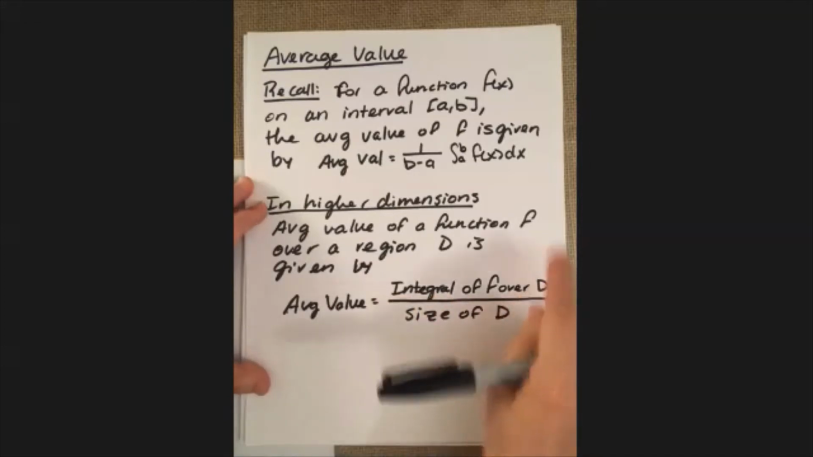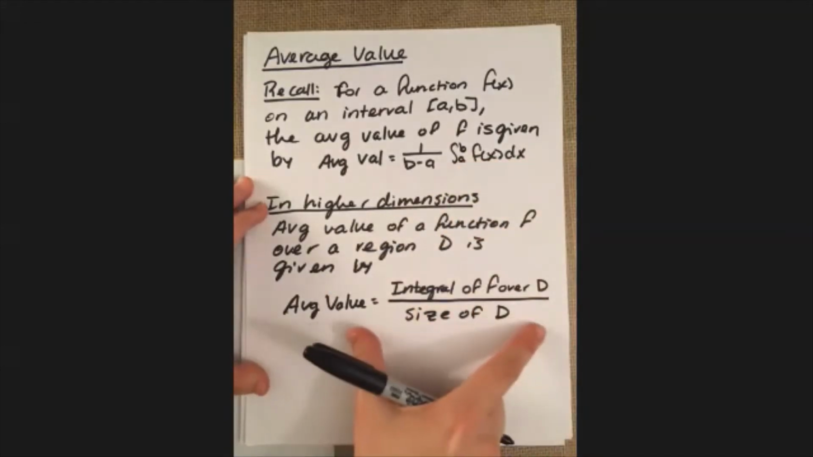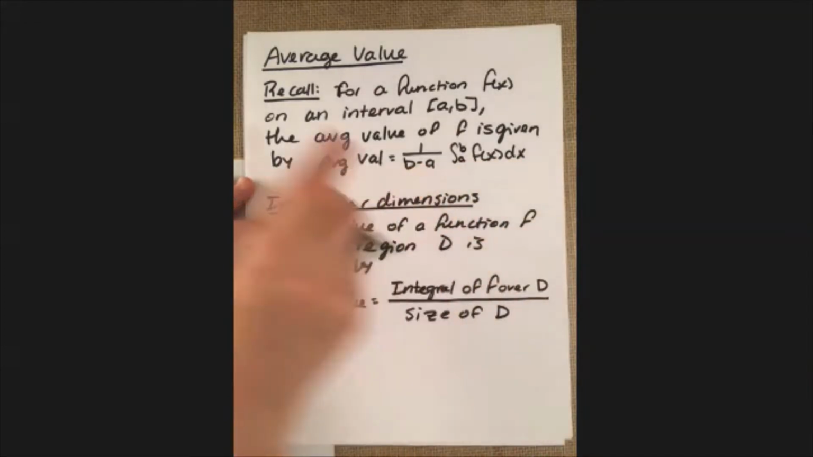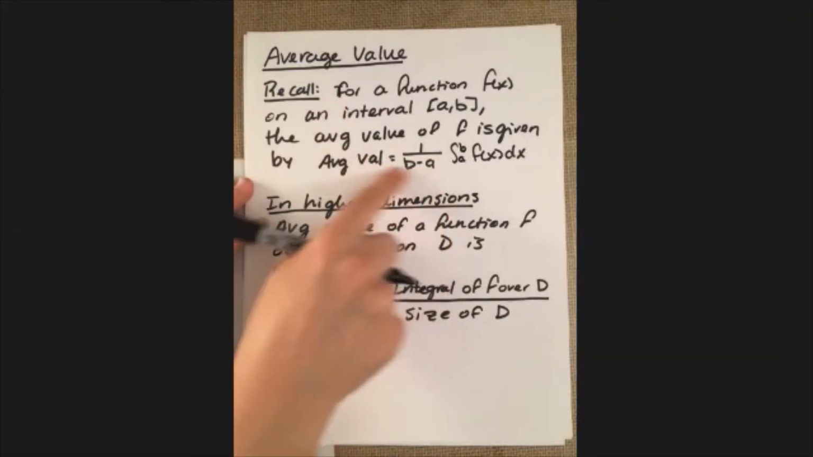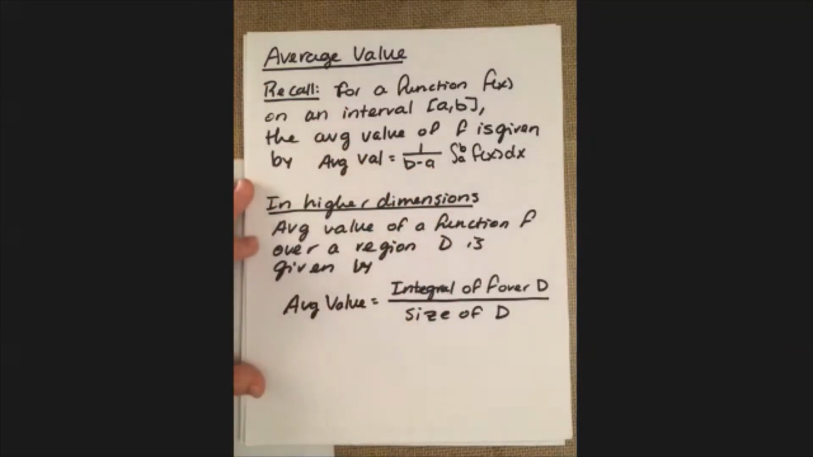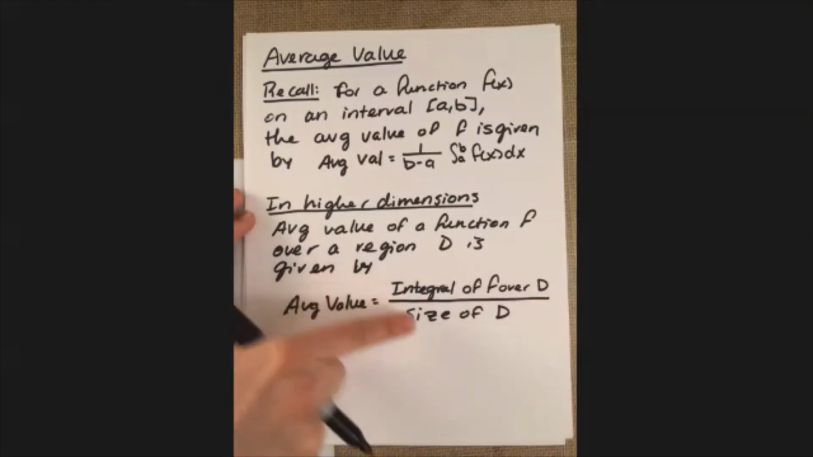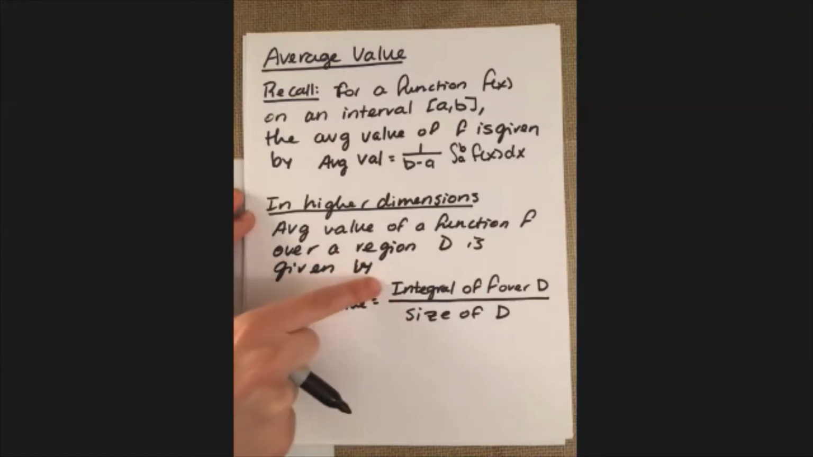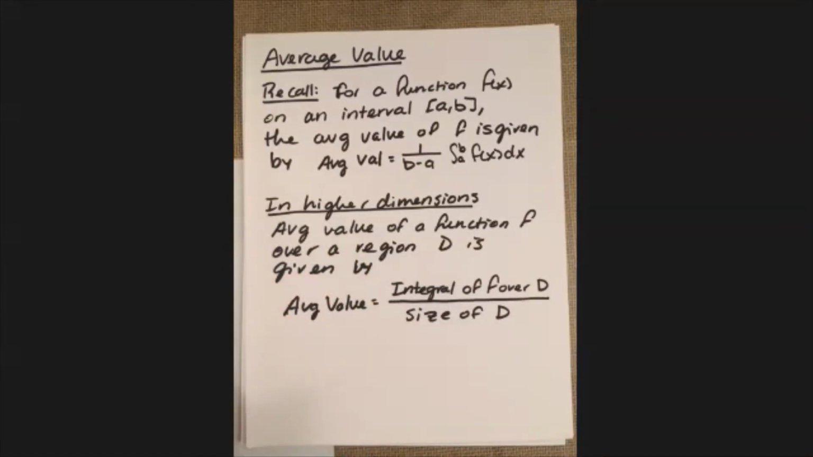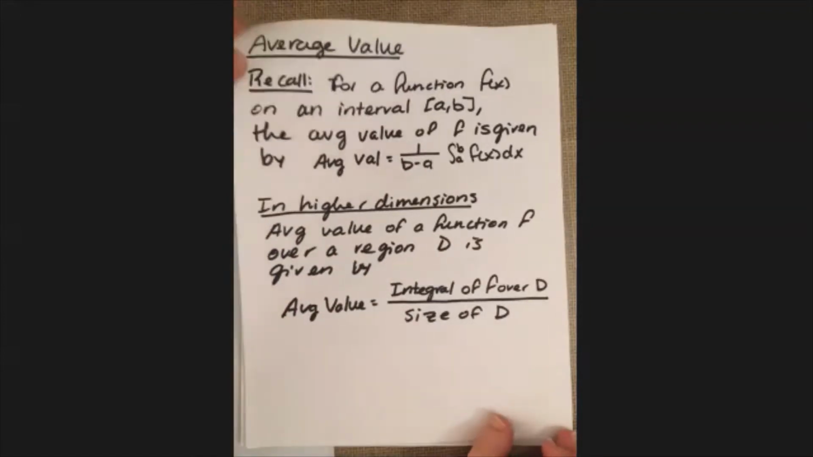Okay, so we have the integral, which is the same idea as what we had before, and then the size of the region corresponds to the same idea as the length of the interval that we're working with. So, I guess this isn't really a formula per se, but this tells you exactly what you need to find, and then you divide the integral by the size of the area you're working with. So let's go ahead and work an example.